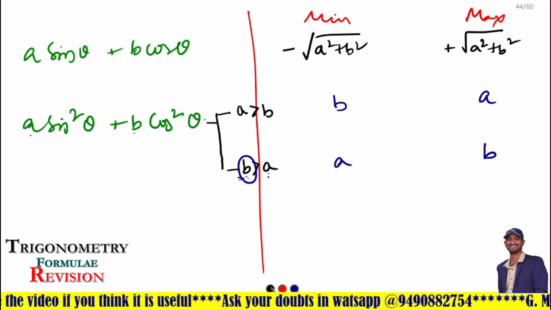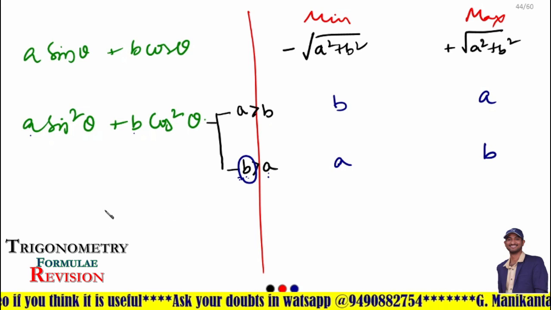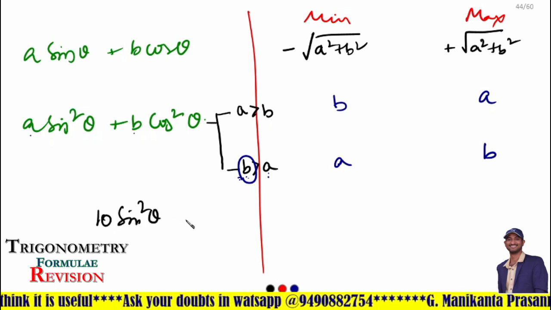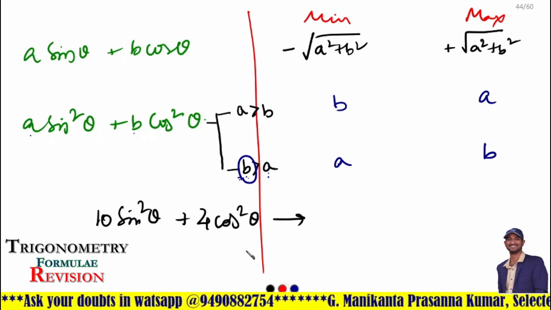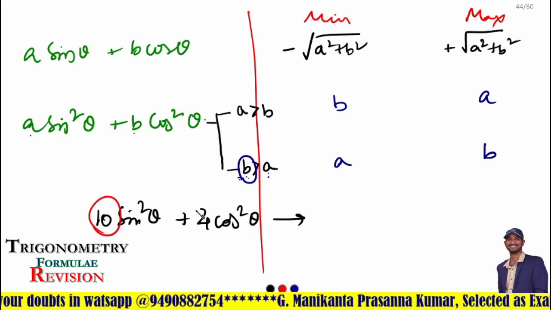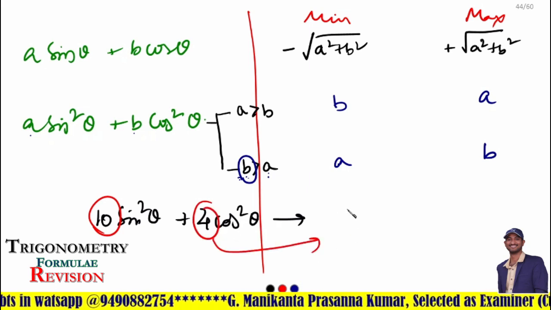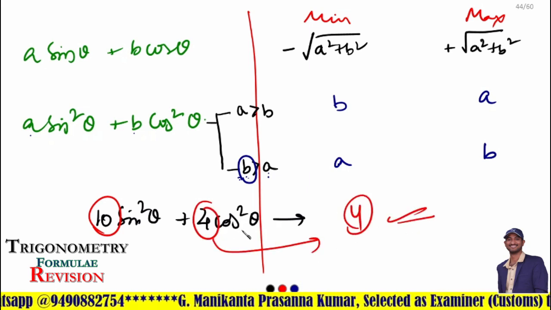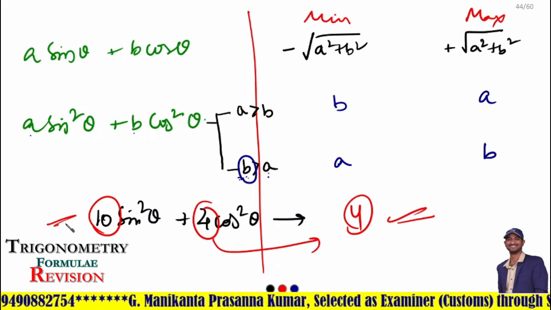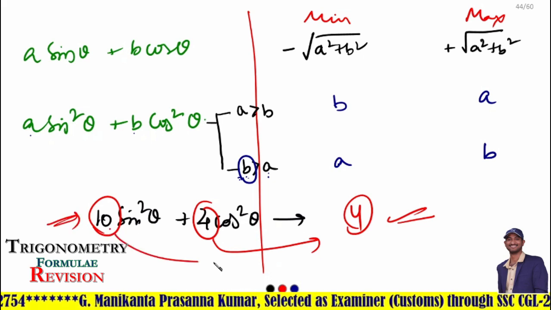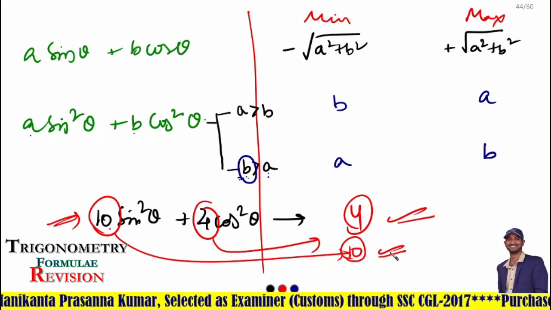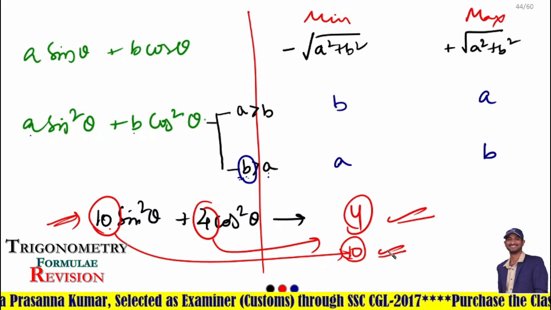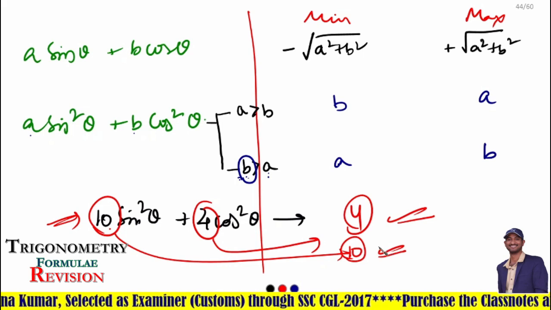Suppose in the exam, find the minimum value of 10 sin square theta plus 4 cos square theta. You have to find the minimum value. Minimum means out of these two numbers, which is the least, that is the minimum value of this function. 4 is the minimum value. If you want to find the maximum value of this trigonometric function out of these two coefficients, which one is maximum? 10 is maximum. So the maximum value of the trigonometric function is 10. That's it. Very simple to remember. Okay. Next.